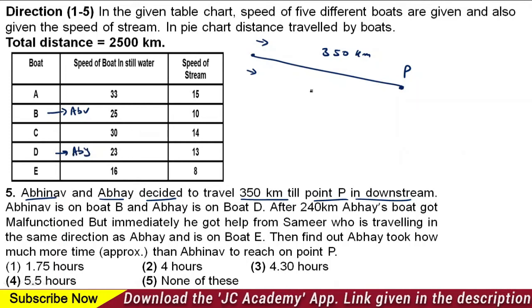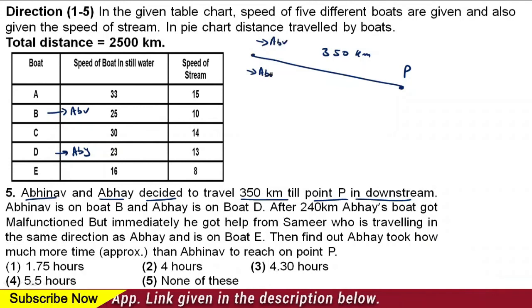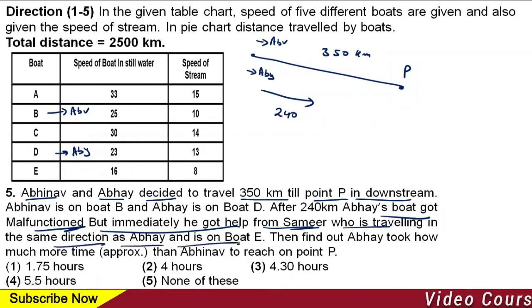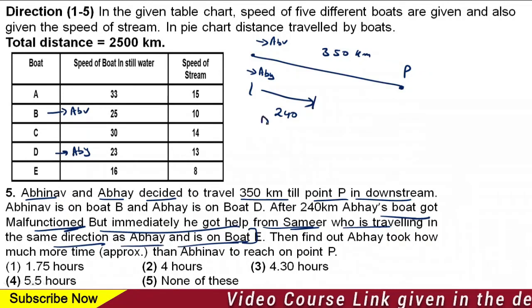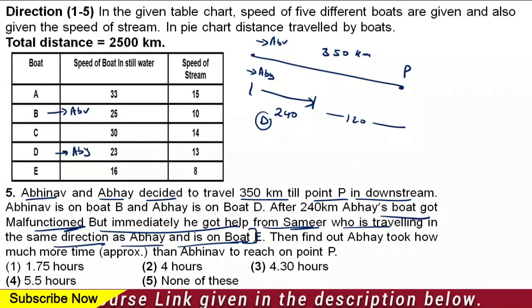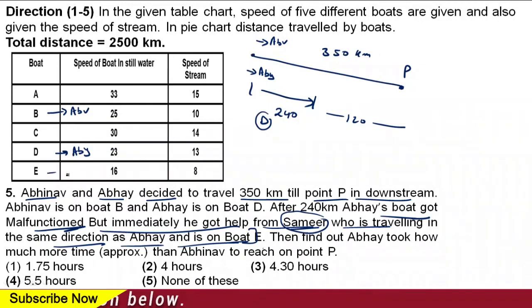After 240 kilometers, let's have Abhinav over here and Abhay over here. So Abhay covers 240 kilometers, and then Abhay's boat malfunctions, but he immediately gets help from Samir, who is traveling in the same direction as Abhay on boat E. So from here to here he is riding on boat D, and the remaining 120 kilometers he is riding Samir's boat, which is boat E. So boat E is again in the picture.